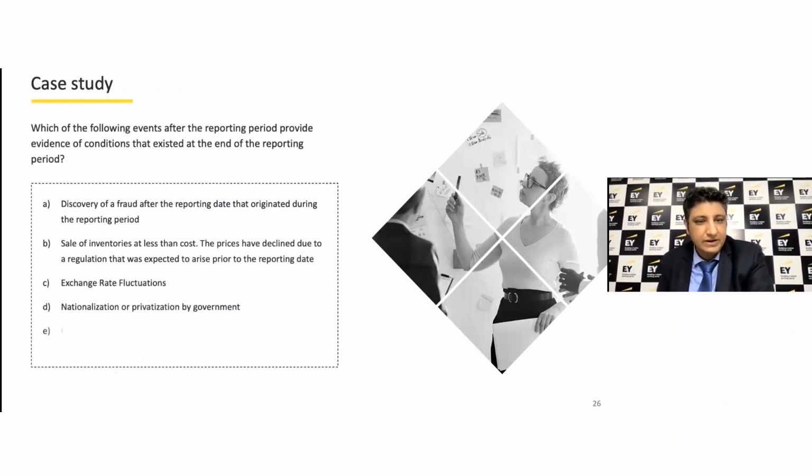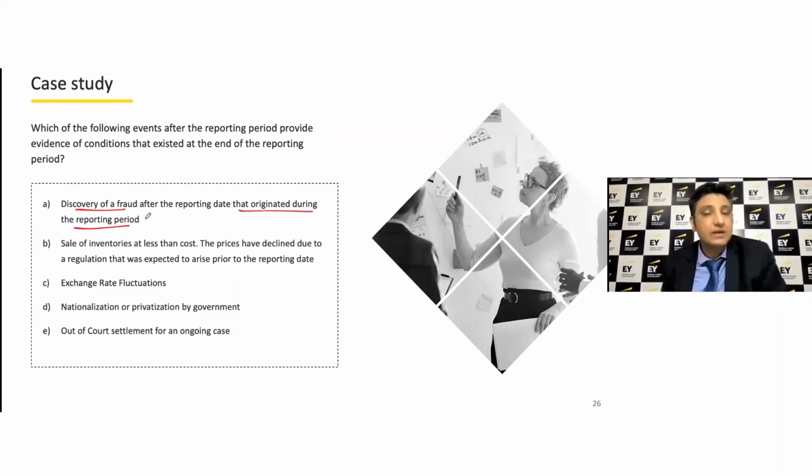Let's quickly try to understand whether these events given to us meet the criteria of an event after the reporting date, and whether they are adjusting or non-adjusting events. It says discovery of a fraud that originated during the reporting period. Imagine the conditions existed, and you only got to know about it later. It simply means the conditions existed and therefore it's an adjusting event. Sale of inventory at less than cost: the prices have declined due to regulation which was expected to arise. Again, the conditions existed, so it's an adjusting event.